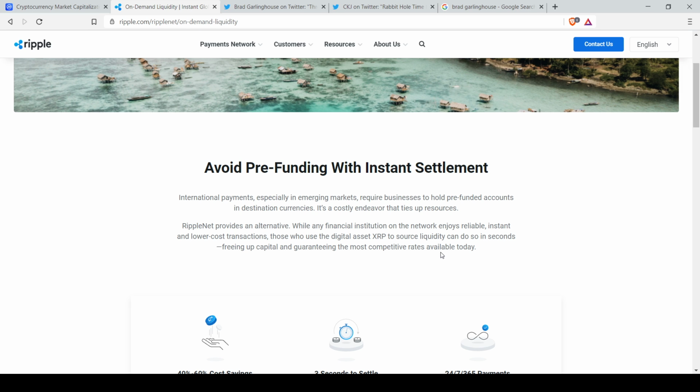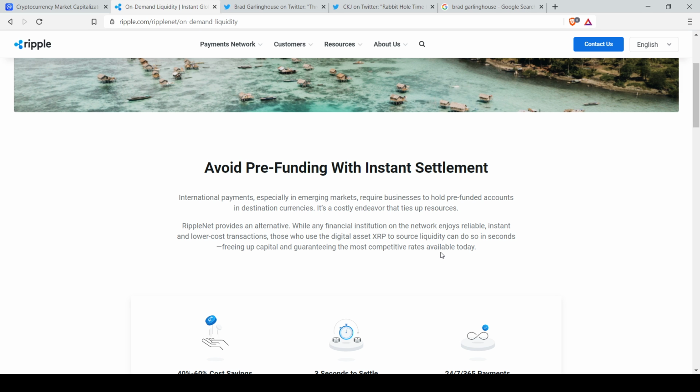So what on-demand liquidity can provide for banks is they can get rid of all these nostro vostro accounts. They don't have to hold millions of dollars in all these different currencies. They can just hold XRP or on-demand liquidity and convert it in real time. So when they get a transfer, say they get $8 million in USD and need to transfer it into Mexican pesos, they can do it in seconds. Like I said in my last video, XRP's transaction time is 3 to 5 seconds. It's lightning fast. It's ridiculously fast.